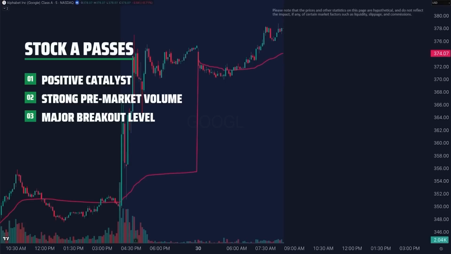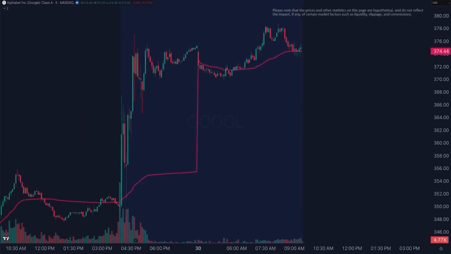A stock like this deserves your attention. Not because it guarantees a winning trade. Nothing guarantees that. But because if a clean setup forms, if a clean trade forms, this stock has all the ingredients that create that follow through.